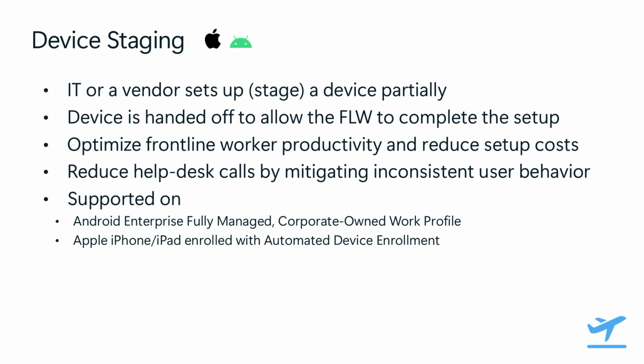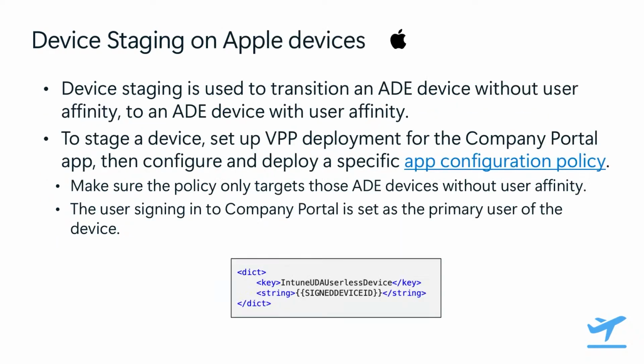So the first feature set that I want to talk about is called device staging. And this is essentially a situation where you or a vendor will set up a device partially, or stage the device. The device then gets handed off to allow the frontline worker to complete this setup. This helps you optimize frontline worker productivity and reduce setup costs by mitigating all that inconsistent user behavior that could happen during that initial enrollment phase. This is supported on Android Enterprise Fully Managed and Corporate-Owned Work Profile, as well as Apple iPhones or iPads that are enrolled with ADE. First, let's look at how device staging works on Apple devices.